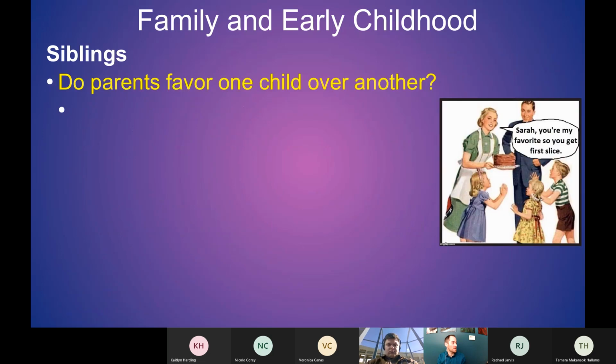So with that being said, do parents with more than one child favor one child over another? Let's have a quick vote in the chat. Don't scroll through on your own slides. But what do you think? Do parents have a favorite? Or do most parents have a favorite? Yes, no, maybe, sometimes. Let's get some votes in the meeting chat.